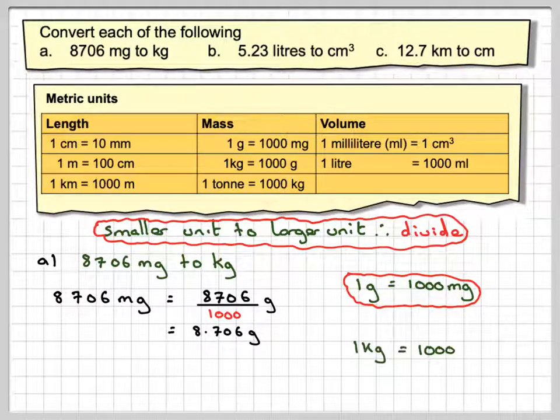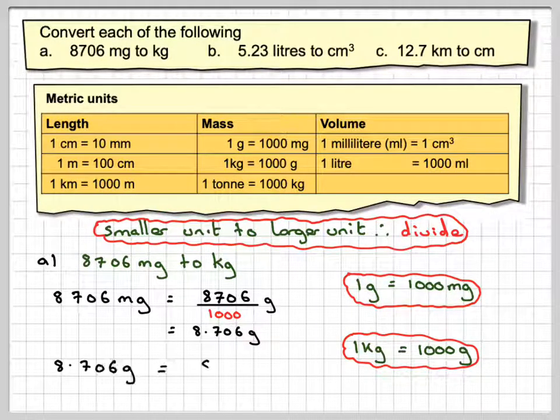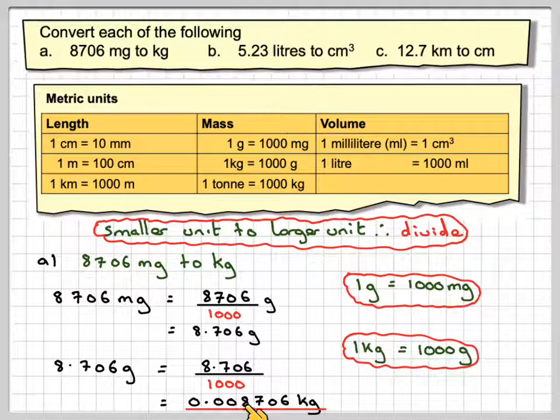And now we're going to go from grams to kilograms. So 8.706 grams, and we're going again from the smaller unit to the larger unit, so we'll need to divide by 1,000. And if we divide by 1,000, we're going to get 0.008706 kilograms. Dividing, we move the decimal point this way, 3 places.